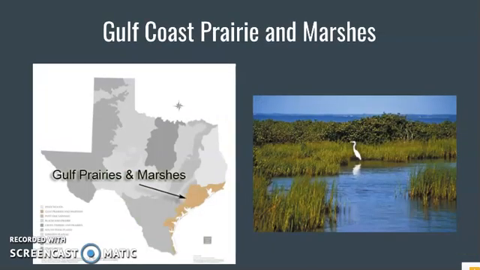Gulf Coast prairie and marshes. This is next to the Gulf, like it says. We've got these areas of marshes of water, so these plants are adapted to living in large amounts of water, very humid, and they're adapted to having wind constantly. It's very windy along the Gulf. All right, so that wraps up ecoregions.